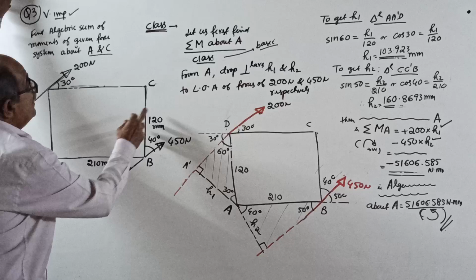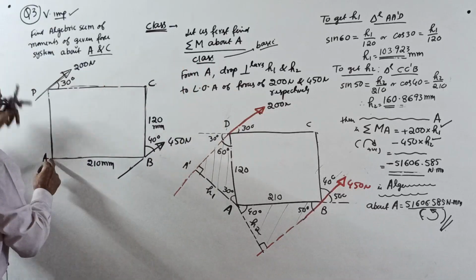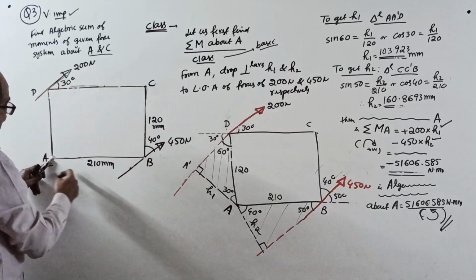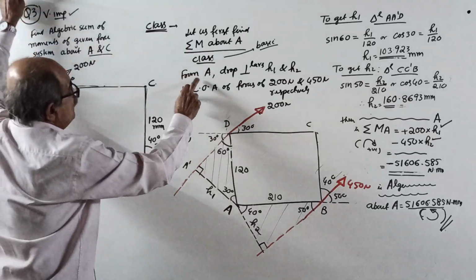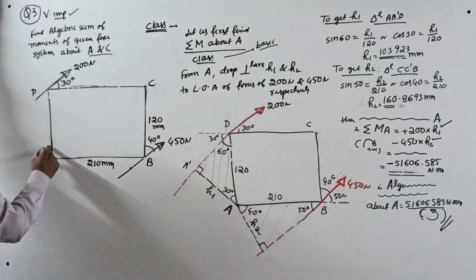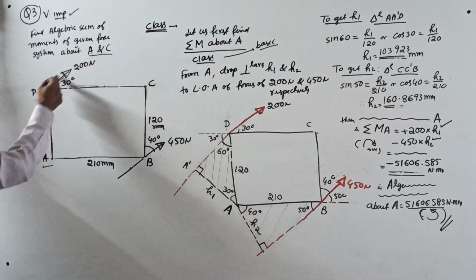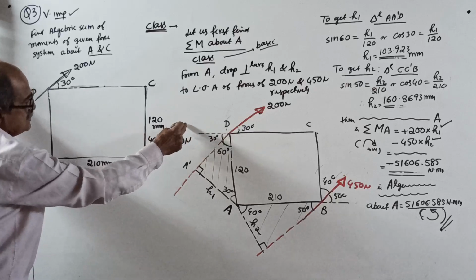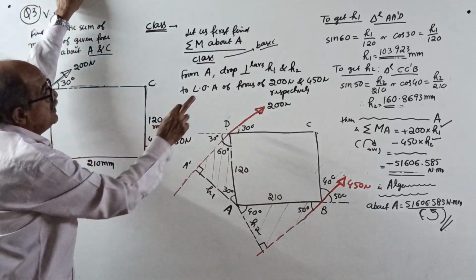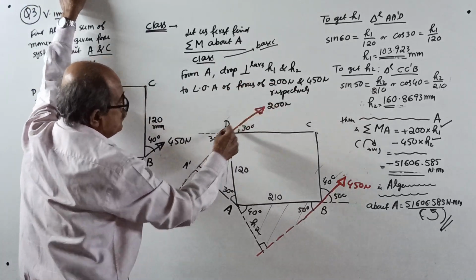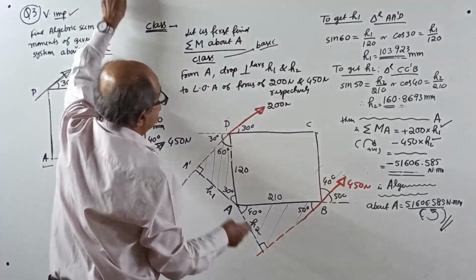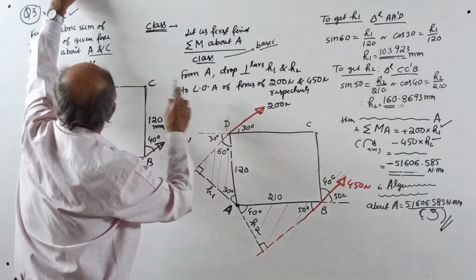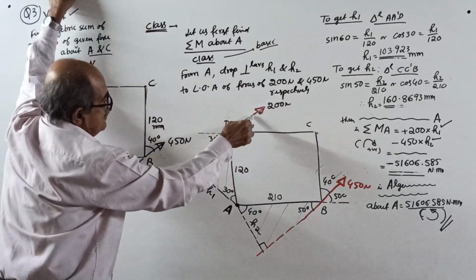To get the moment about A, we need the perpendicular distance from A to this line of action and A to this line of action. So from A, draw a perpendicular to the line of action of 200 and also to the line of action of 450: H1, H2. H1 is for this force, H2 is for that force. A is here, our point. Your 200 force is here. Extend it.